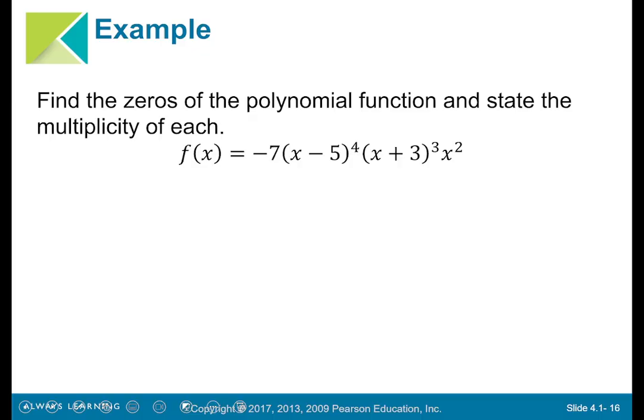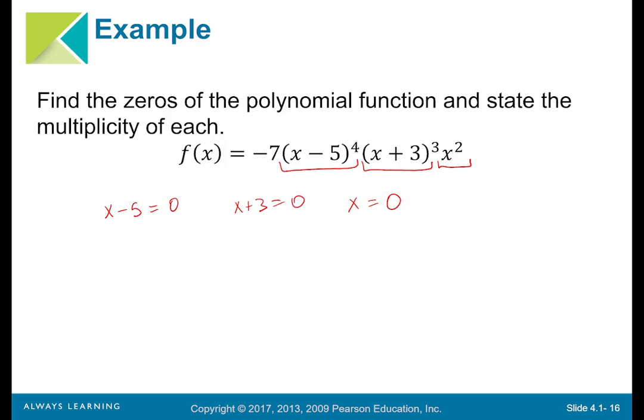So here's an example. Find the zeros of the polynomial and state the multiplicity of each. So we have 1, 2, 3 different terms with x's in them. We're going to set each one equal to 0 and solve. You can ignore the exponent on this part. So I have x minus 5 equals 0, x plus 3 equals 0, and x equals 0. So just grab the part inside the exponent. The exponent itself doesn't make a difference because 0 to the 4 is still 0.